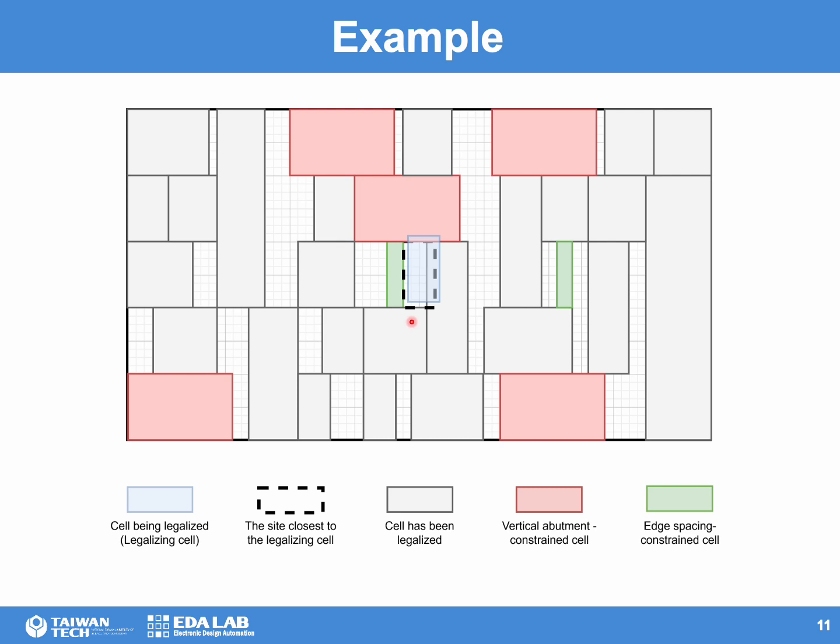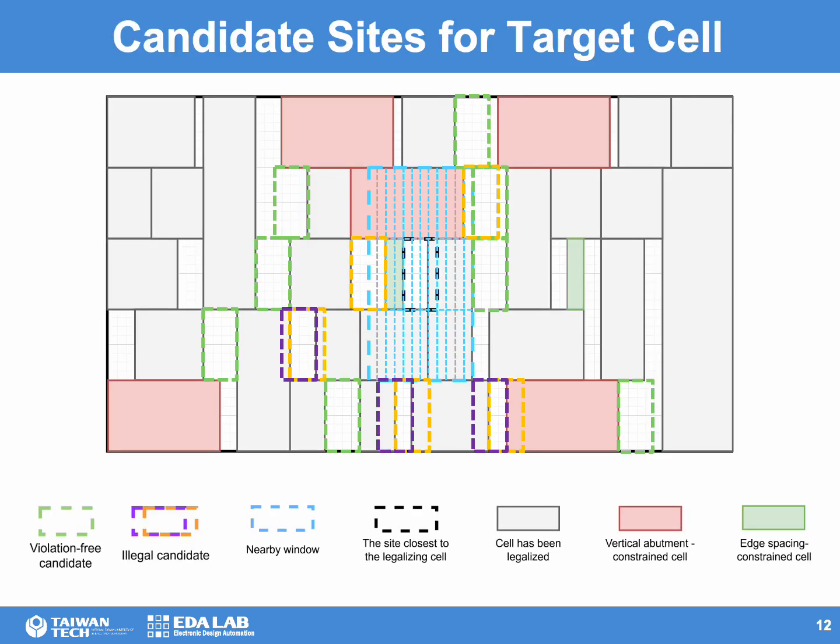It's evident that the target cell cannot be directly placed on its nearest site because it will overlap with the cell on its right, and it will also cause an edge spacing violation with the cell on its left. According to the description in the paper, the algorithm can identify these dashed red rectangles as candidate positions. Therefore, the next step is to determine which candidate is the most suitable one to place the target cell.